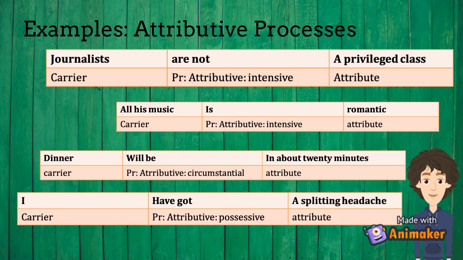Meanwhile, the words "will be" in the third clause are considered a circumstantial attributive process because the attribute is talking about time, answering when. And the verbal group "have got" functions as a possessive attributive process because I, as the carrier, have a headache as its attribute. Further practice on this will make you understand more about these types of processes.